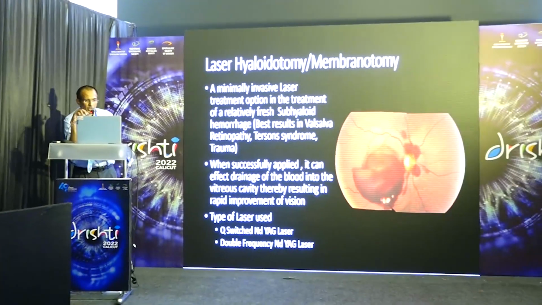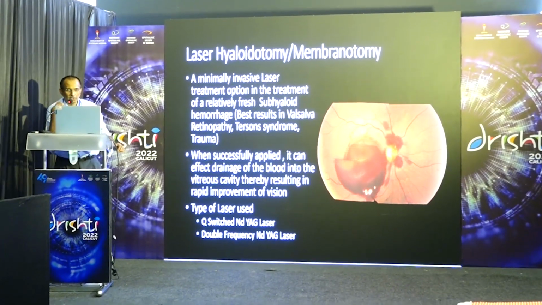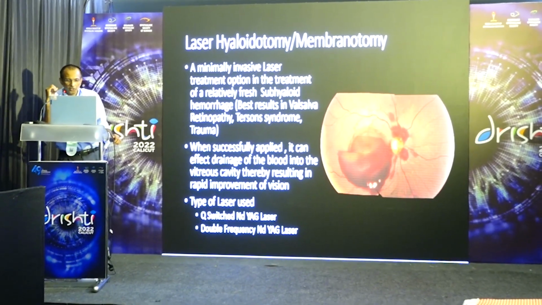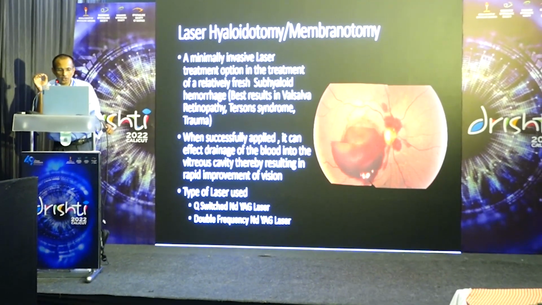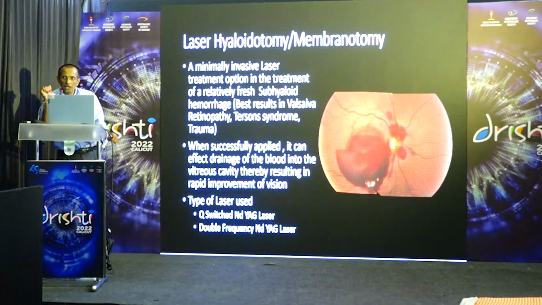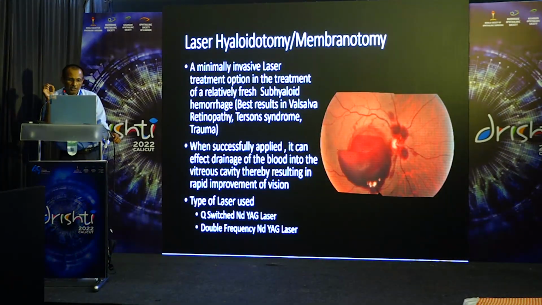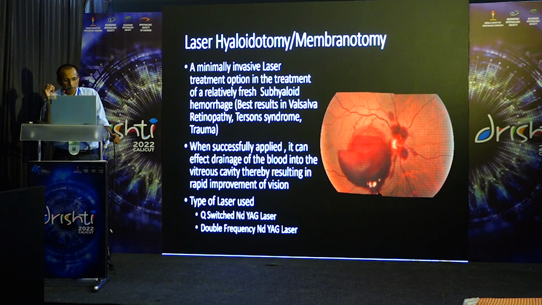This is a minimally invasive laser treatment option in the treatment of relatively fresh subhyaloid hemorrhage. You cannot do it for all hemorrhages. It should be relatively fresh subhyaloid hemorrhage. The best results are attained in cases of Valsalva retinopathy, Terson syndrome, trauma. Patients with diabetic retinopathy generally don't work that easily. When successfully applied, it can allow drainage of the blood into the vitreous cavity, thereby resulting in rapid improvement of the vision.